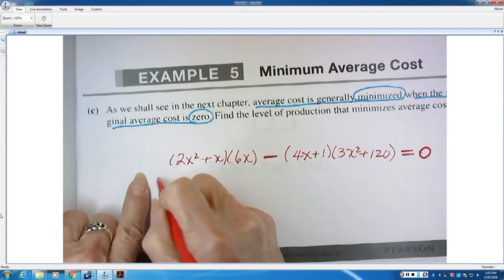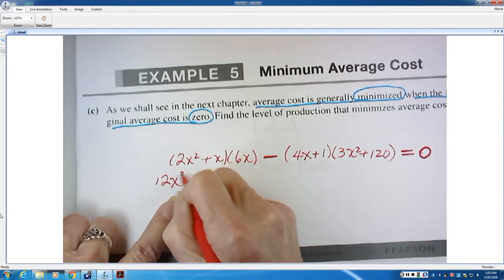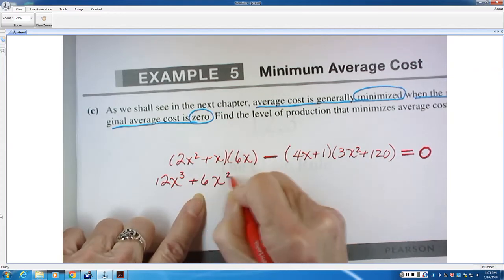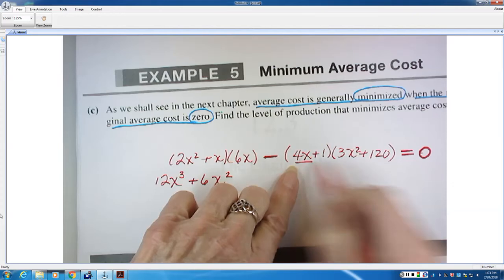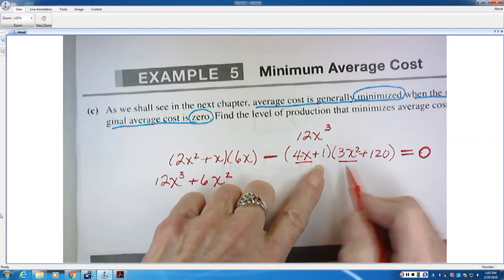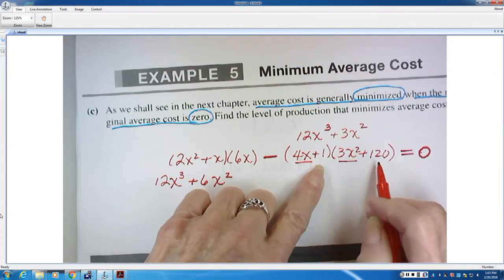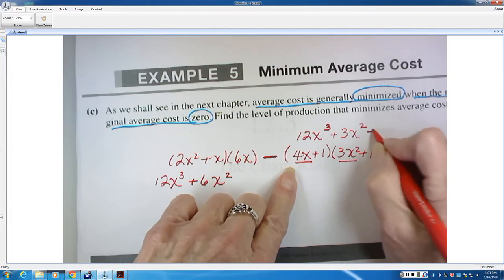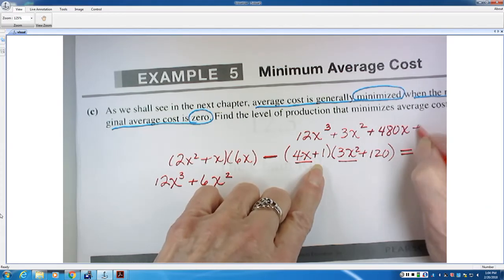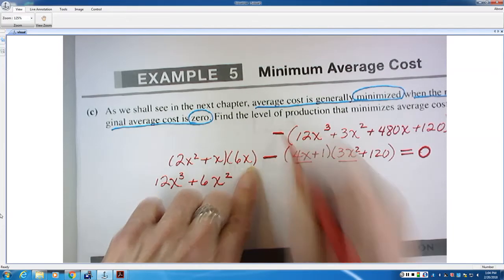6x times 2x squared is 12x cubed. 6x times x is 6x squared. 4x times 3x squared is 12x cubed. 1 times 3x squared is 3x squared. 4x times 120 is 480x. And 1 times 120 is 120. And remember, this is all being subtracted.